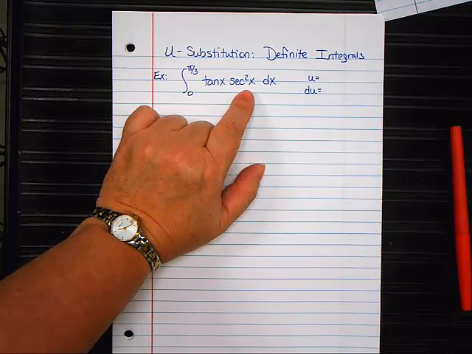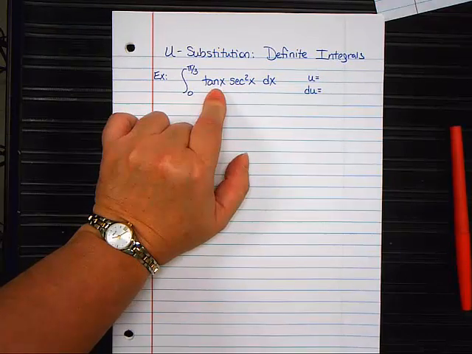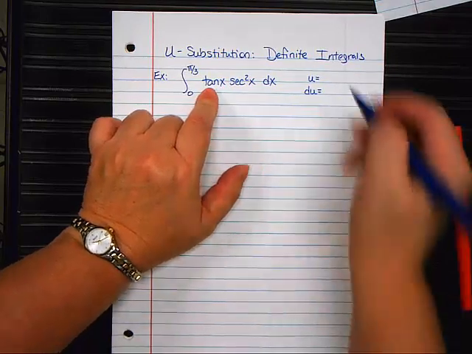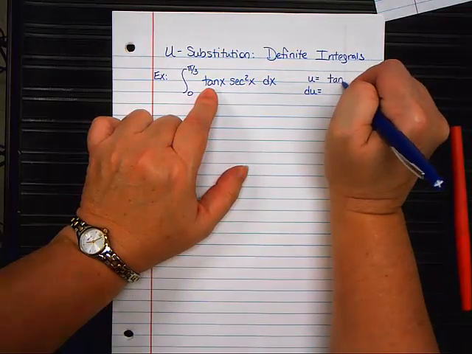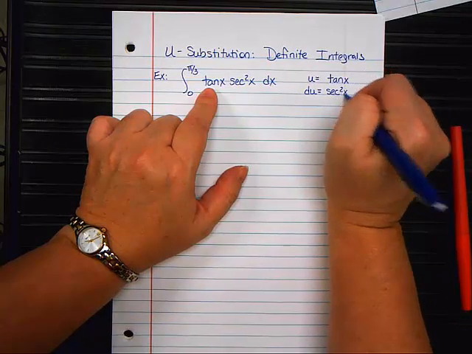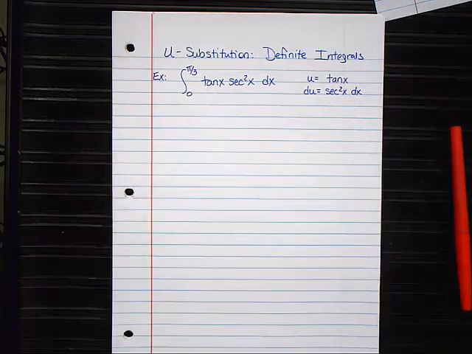Secant squared is the derivative of tangent. Okay? That whole thing is the derivative. So it makes sense then to make u the tangent of x and du the secant squared of x dx. Because secant squared is the derivative of tangent, it is the du, even though it's squared.